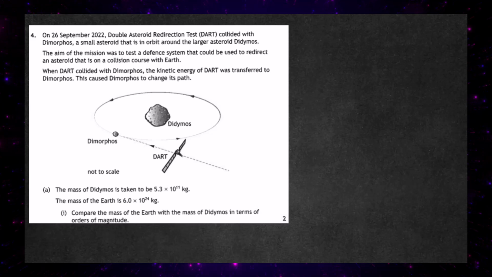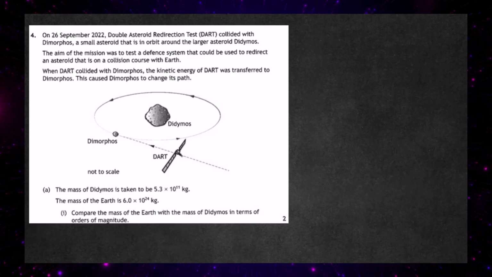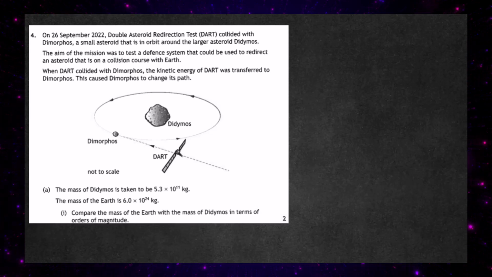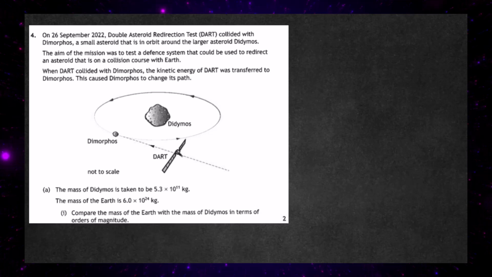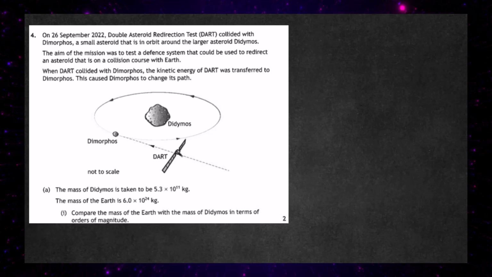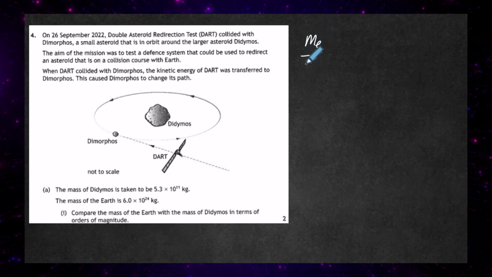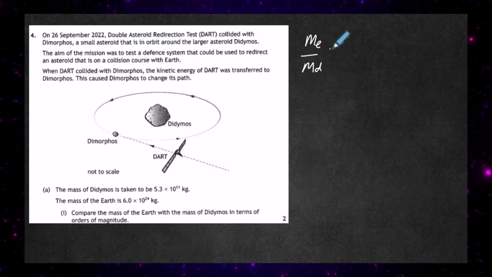Part A says the mass of Didymos is taken to be 5.3 times 10 to the power 11 kilograms, and the mass of the Earth is 6.0 times 10 to the power 24 kilograms. For 2 marks, we're asked to compare the mass of the Earth with the mass of Didymos in terms of orders of magnitude. We start off by comparing it as a ratio, the mass of the Earth divided by the mass of Didymos.